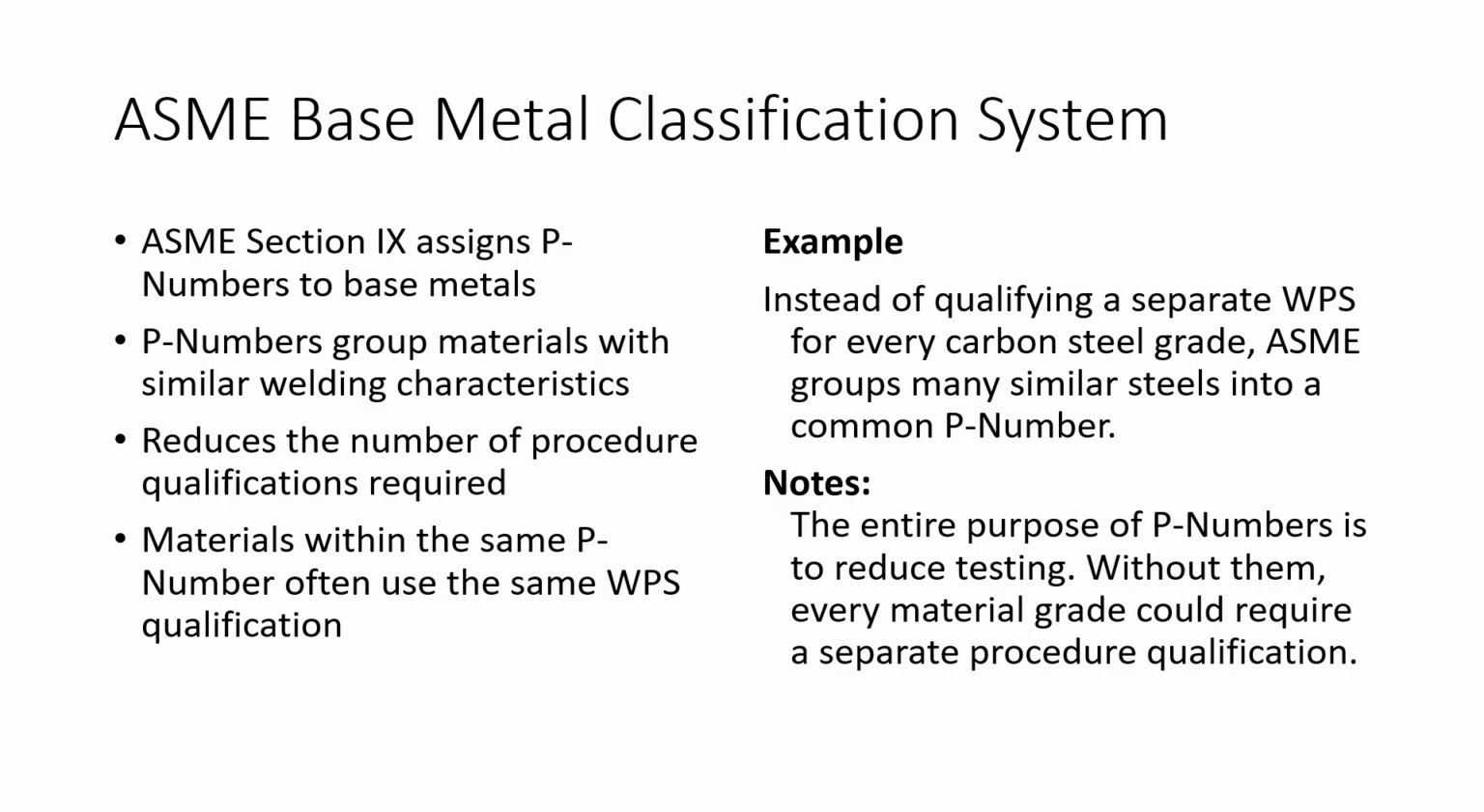And I'm sure there's some exception somewhere where this doesn't work, but for the most part, we're playing the numbers. Instead of having to qualify every separate WPS for every carbon steel grade, they just dump a bunch of similar steels into separate P numbers. You qualify one, you get others. This is to reduce the amount of testing that you need for both people and procedures.